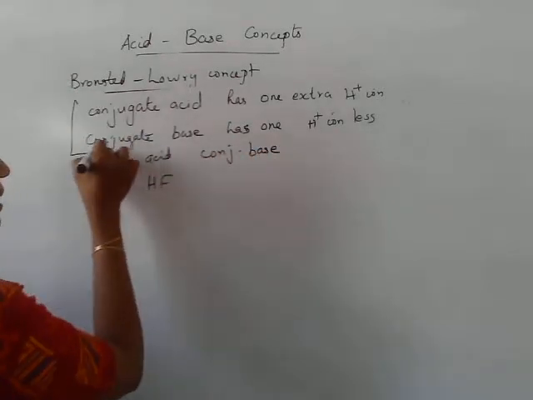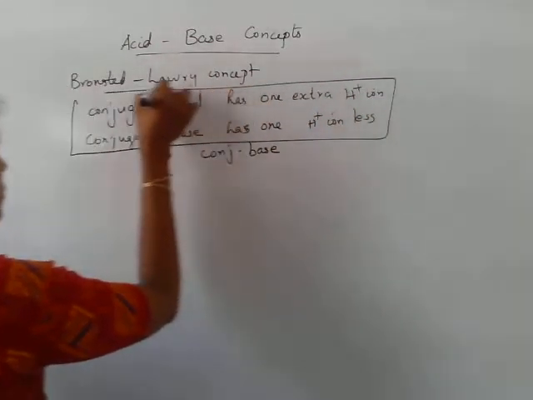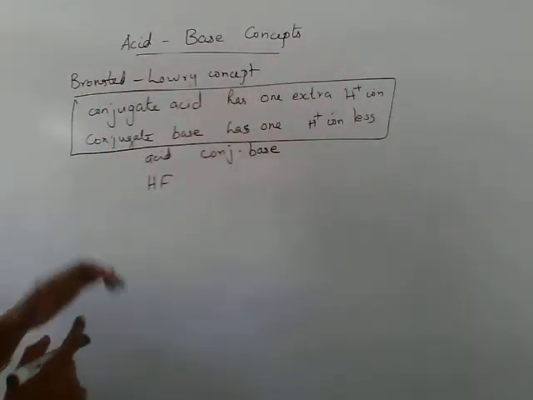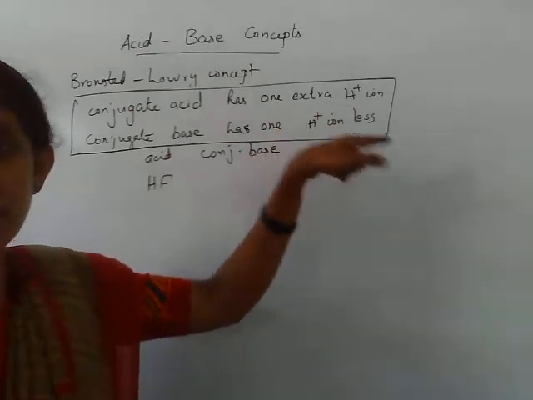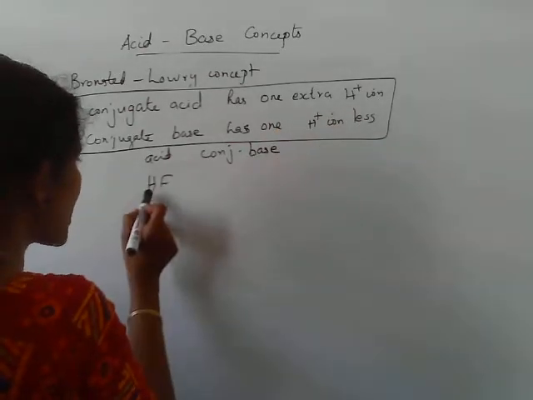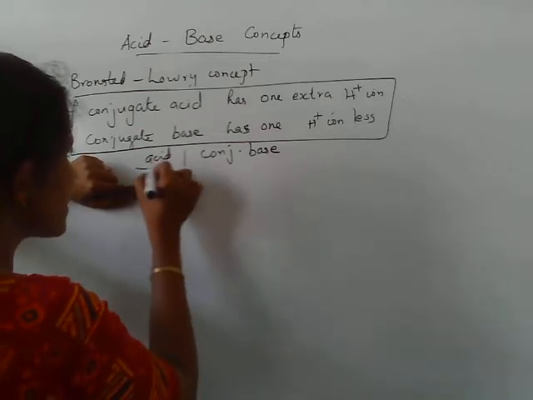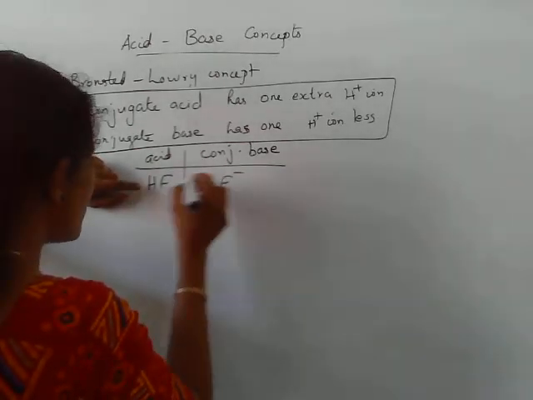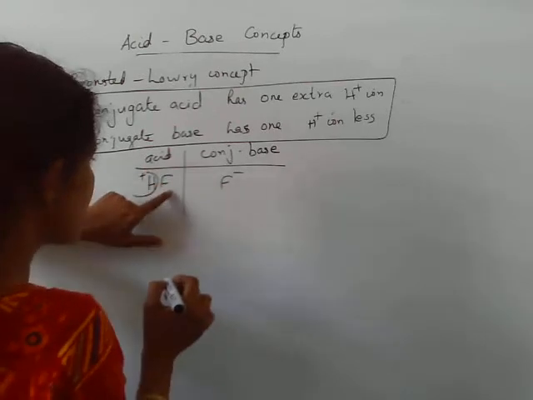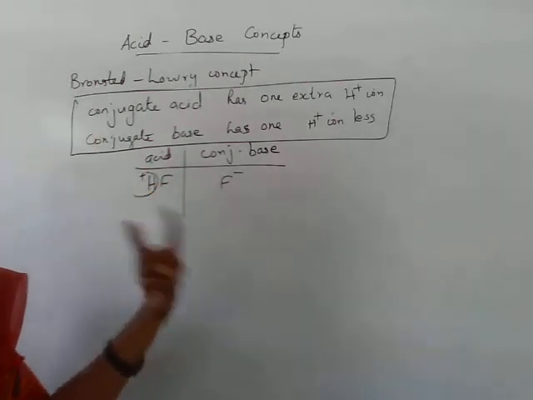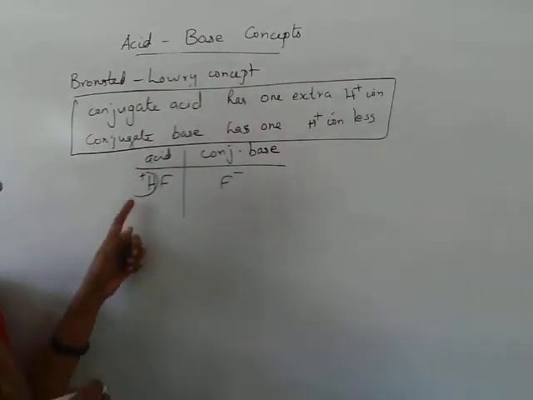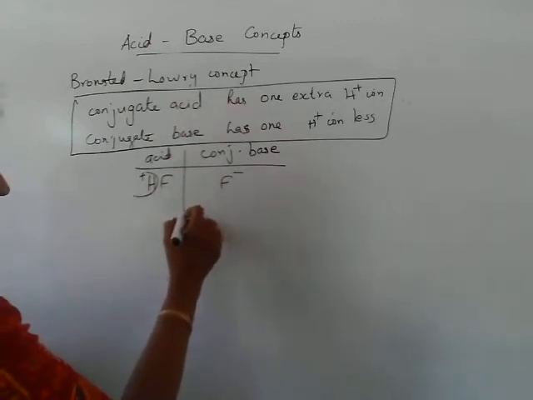How do we get the conjugate base? Conjugate base contains 1 H plus ion less. So we have to minus 1 H plus ion. So after removing 1 H plus ion, what do we get? F minus ion. 1 H plus ion is gone. So what is remaining? F minus. This is the conjugate base of hydrogen fluoride or hydrofluoric acid.